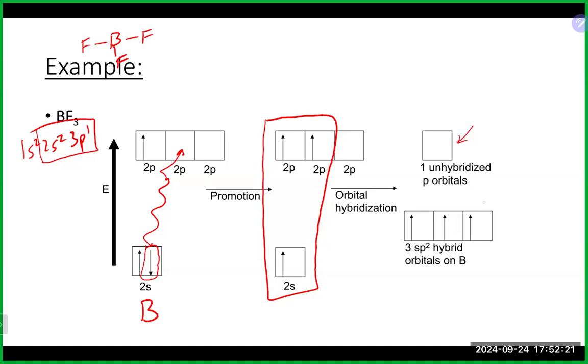In this case, the same idea. Each of these hybrid orbitals now has a spot to make a bond, and each of them will bond with a fluorine, sharing an electron in that particular case. So sp2 hybridization goes with our 3 electron pairs. Questions on that there?